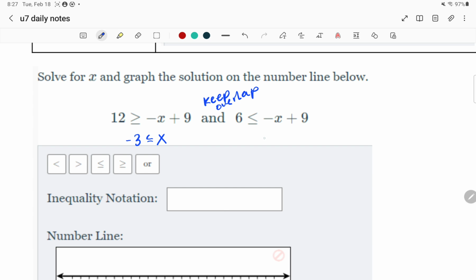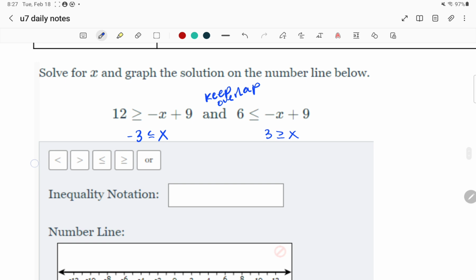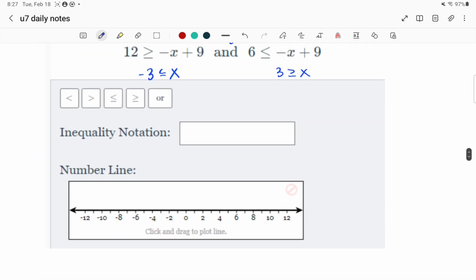Let's see. This is what we get when we solve for x. So let's graph. -3 is less than or equal to x. So I'm going to go closed circle on -3. -3 is less. So everything else needs to be bigger. So I'm going to go this way, and then 3 is greater than x. So 3 is bigger than everything else, so I'm going to go this way. Okay, this is an and statement, which means I'm only going to keep where they overlap. And they only overlap from -3 to 3.